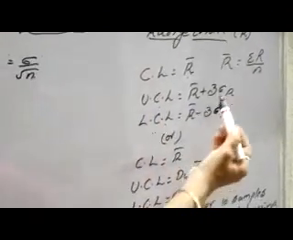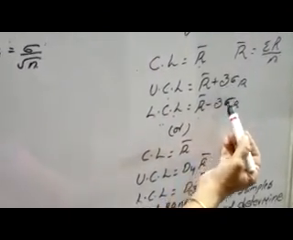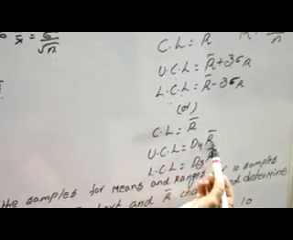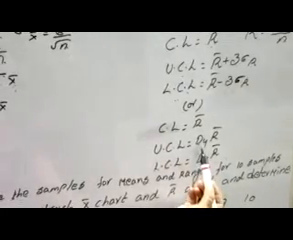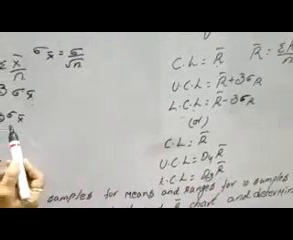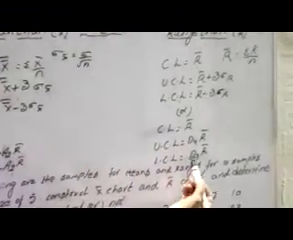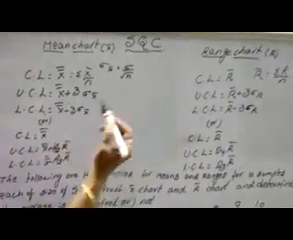According to the range chart also, if the standard deviation values are not mentioned, you can use another formula: the central line is R bar, the upper control limit is D4 R bar and the lower control limit is D3 R bar, where D4 and D3 are standard values which can be found with the help of statistical quality control tables. Therefore, in the mean chart we use the standard A2, and in the range chart we use D3 and D4. This is the brief description of the mean and range chart.